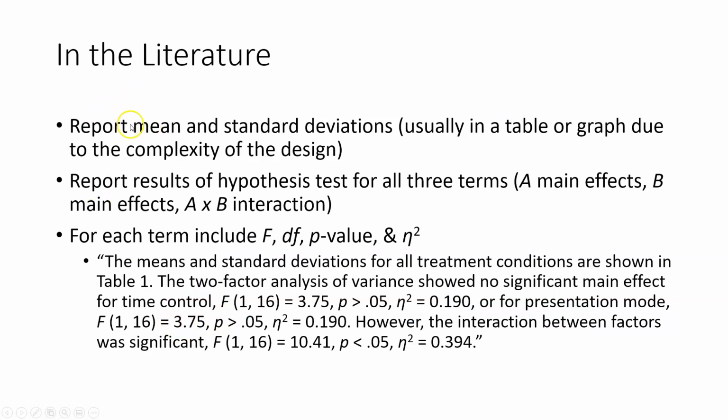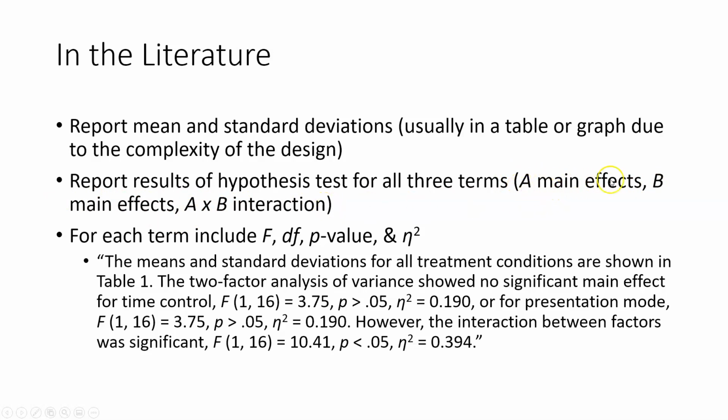If we finish a factorial ANOVA, we need to write it up as if for publication in the literature, in which case we would report the mean and standard deviations for each of the conditions. Usually this would be in a table or a graph due to the complexity of the design. And we would report the results of a hypothesis test for all three terms. We would report the main effect of A, the main effect of B, and the A by B interaction.